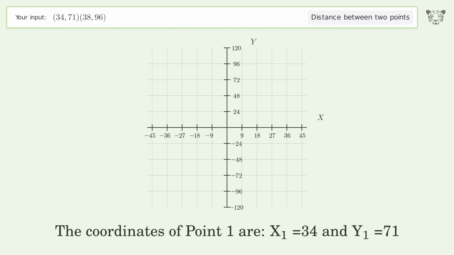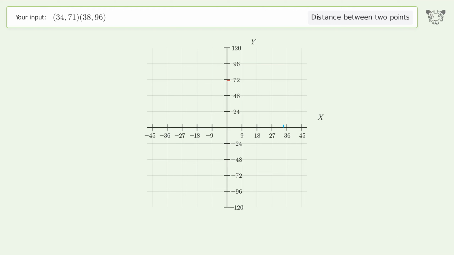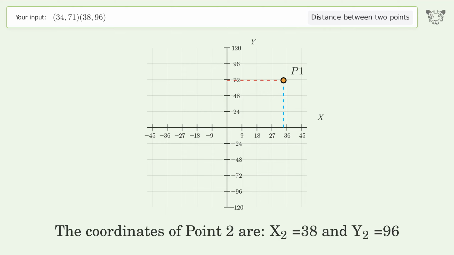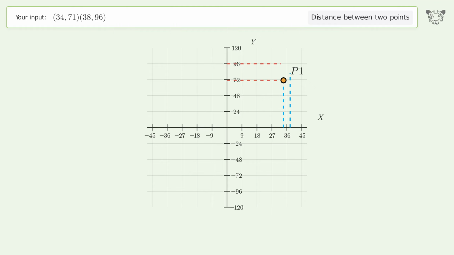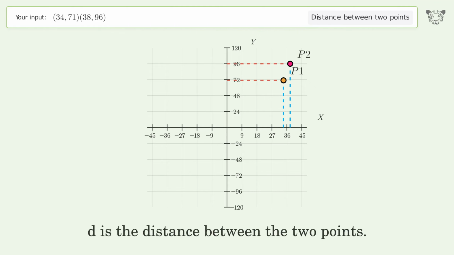The coordinates of point 1 are x1 equals 34 and y1 equals 71. The coordinates of point 2 are x2 equals 38 and y2 equals 96. D is the distance between the 2 points.